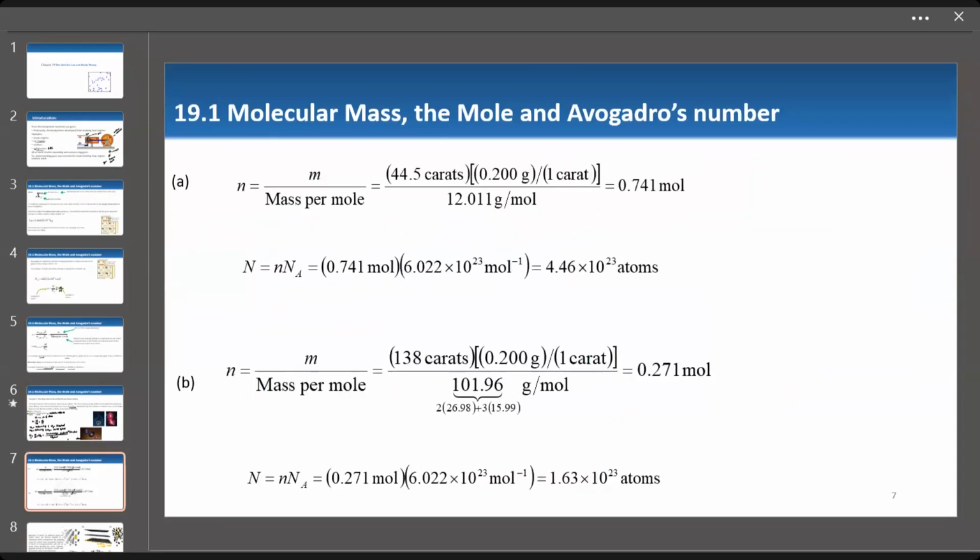I have done some calculations here, so you can find the values. Avogadro's number is also given to you in the exam, of course. Any questions?